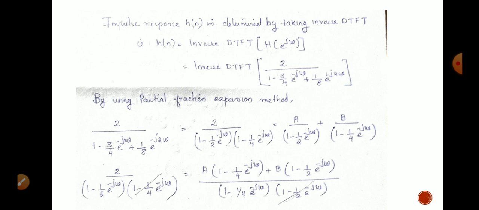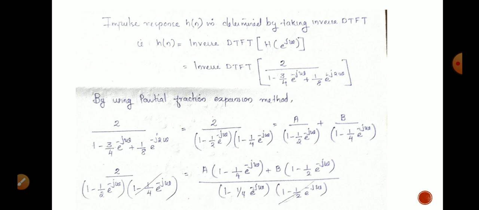We have to apply the partial fraction expansion method on this H of e raised to j omega term to find the inverse discrete time Fourier transform in a simple method. So, on taking the partial fraction on H of e raised to j omega, we can write the denominator 1 minus 3 by 4 e raised to minus j omega plus 1 by 8 e raised to minus j 2 omega as factors: 1 minus 1 by 2 e raised to minus j omega into 1 minus 1 by 4 e raised to minus j omega.